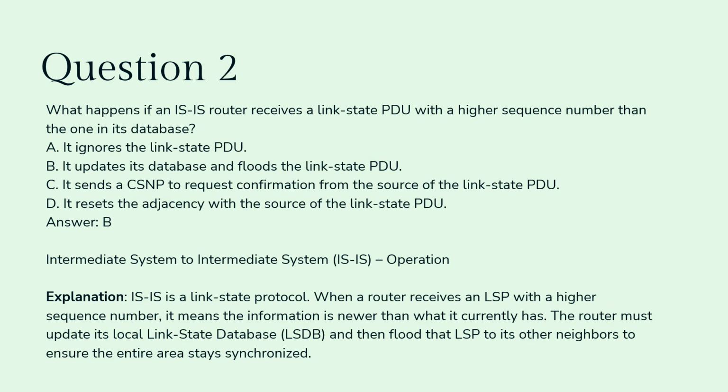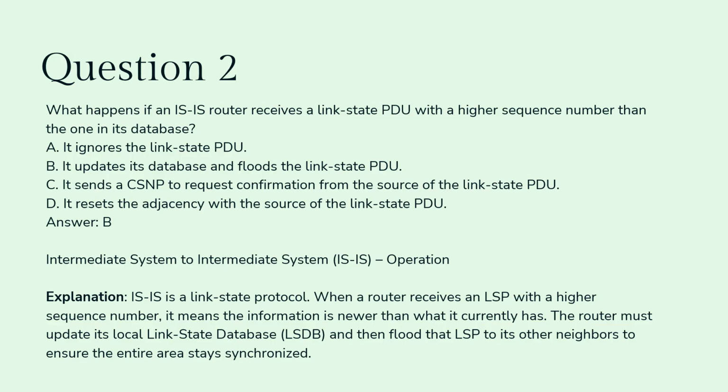What happens if an IS-IS router receives a link state PDU with a higher sequence number than the one in its database? A. It ignores the link state PDU. B. It updates its database and floods the link state PDU. C. It sends a CSNP to request confirmation from the source of the link state PDU. D. It resets the adjacency with the source of the link state PDU. Answer: B. Intermediate System to Intermediate System, IS-IS, operation.